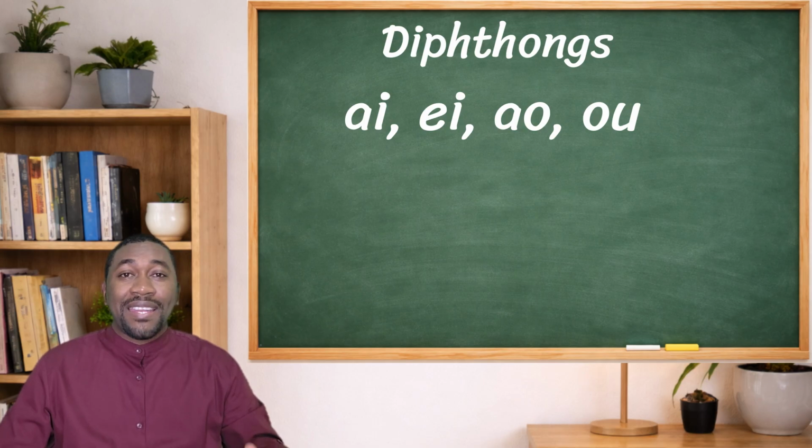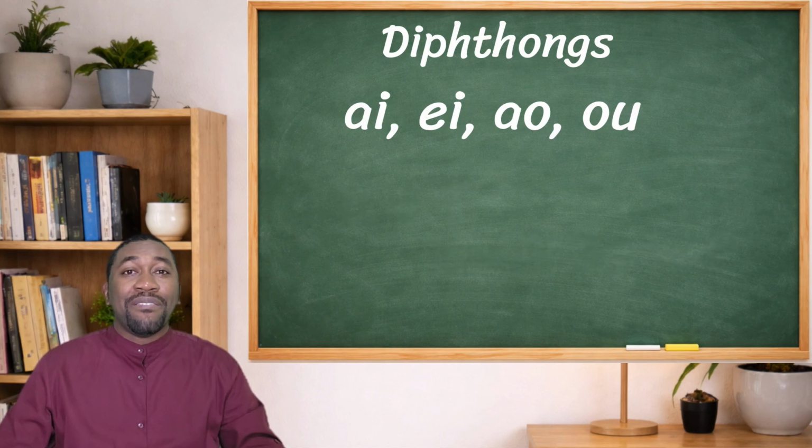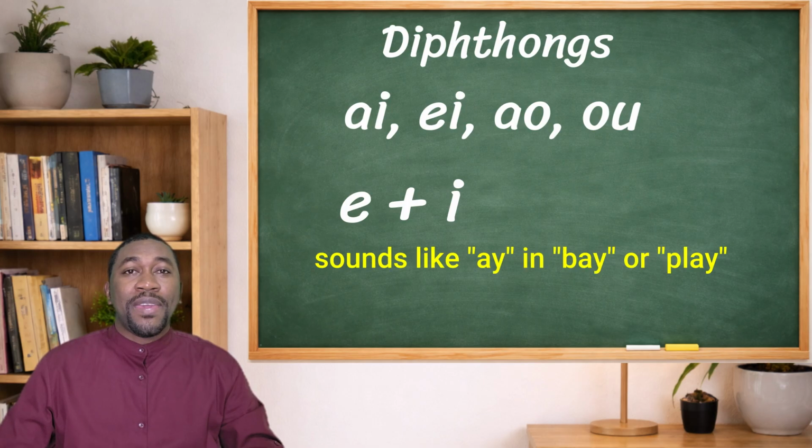We have A and I together, A and E. When we put it together, we get the sound I, like you're saying I in English. Then we have E plus I. We have E and I, but together they make the sound A, like in the word bay or play.